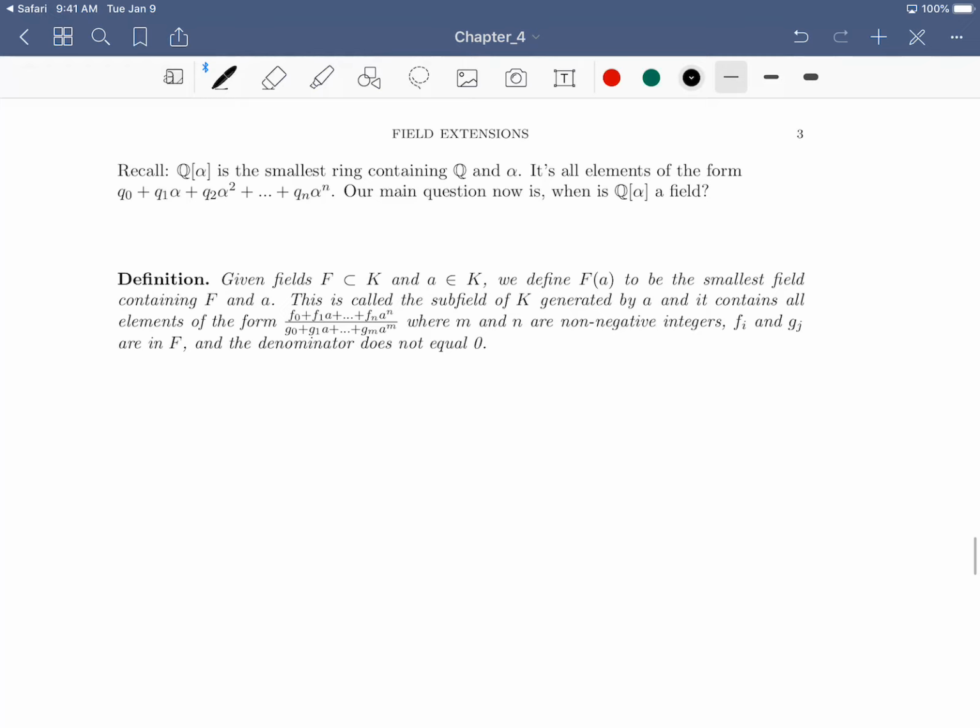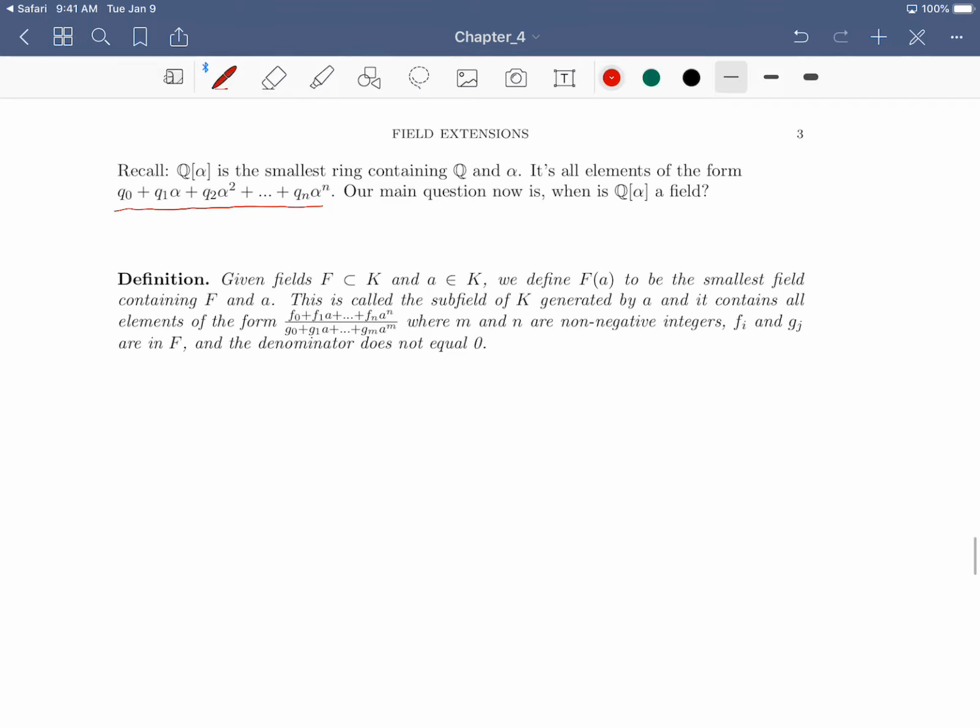And this is defined as the smallest ring that contains both Q, the rational numbers, and whatever that alpha is. And it is all elements of this form, Q0 plus Q1 alpha plus Q2 alpha squared, dot, dot, dot, all the way up to some nth power of alpha. And all those Q's are rational numbers. So the big question that we want to ask is when is that a field and when is it not a field? So we're going to be a little more explicit about that and give ourselves a new definition.